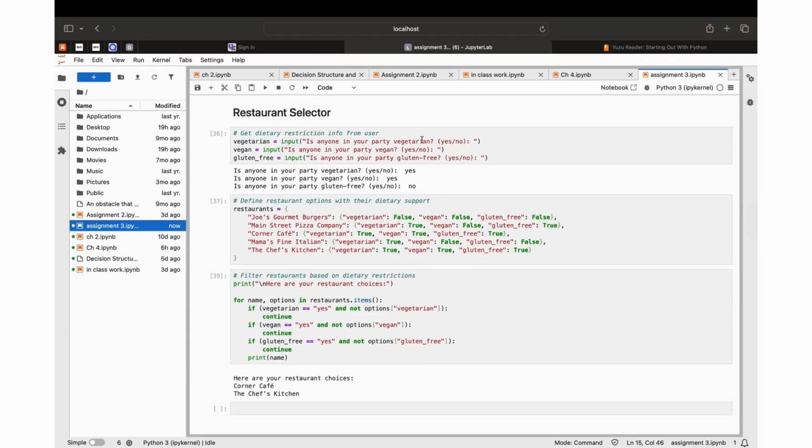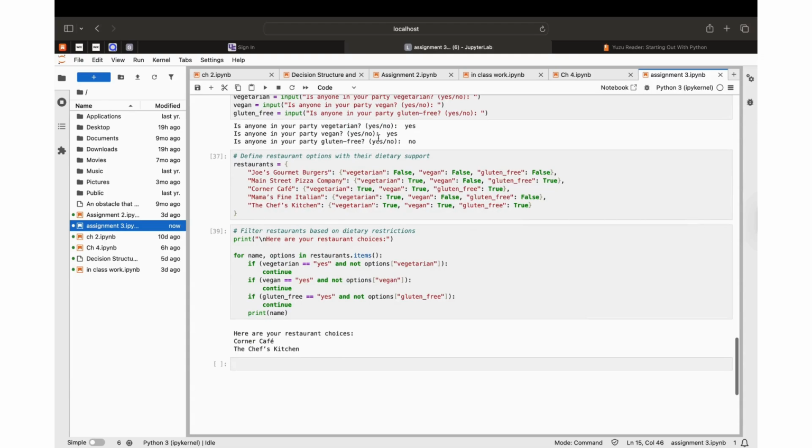Restaurant selector: get dietary restriction info from the user. So ask if anyone is vegetarian, vegan, or gluten-free. I just decided to say yes for vegetarian and vegan, and then no for gluten-free. And then define the restaurants' options with their dietary support. So these are all the restaurants. This took me a while to write out. I kept forgetting stuff and messing up, but I eventually figured it out. So that's all of that.